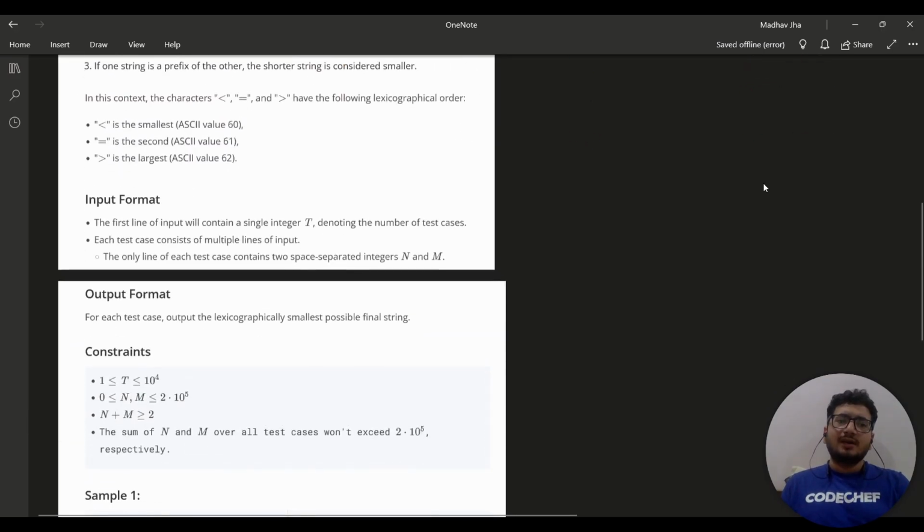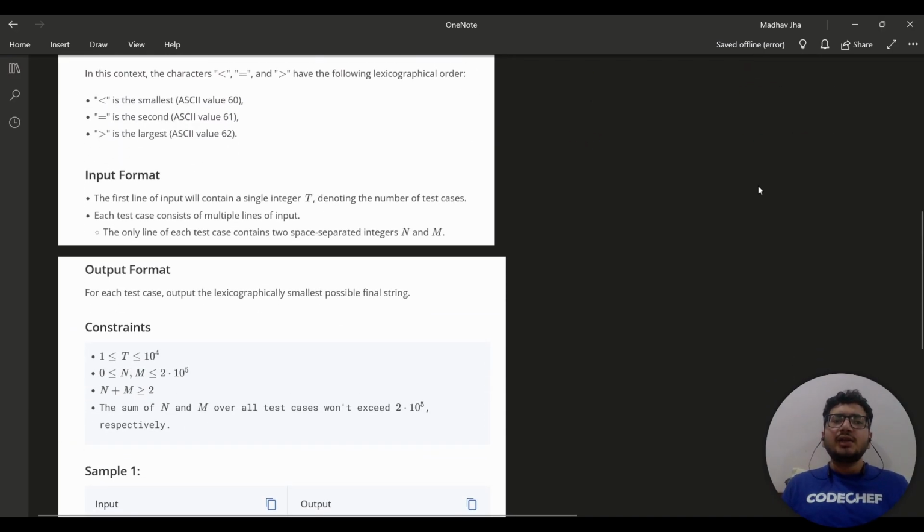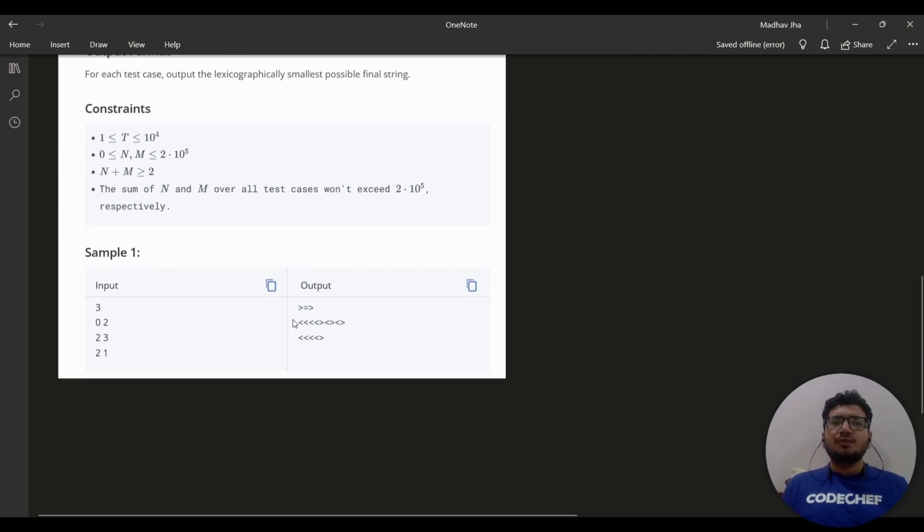Let's see the input format. We have t test cases, and for each test case we'll have a single line containing two space separated integers n and m. As for the output, we will have to output the lexicographically smallest possible final string. For the constraints, the number of test cases goes from 1 to 10 raised to 4, and the values of n and m go from 0 to 2 times 10 raised to 5. But remember that the sum of n plus m will always be greater than or equal to 2.